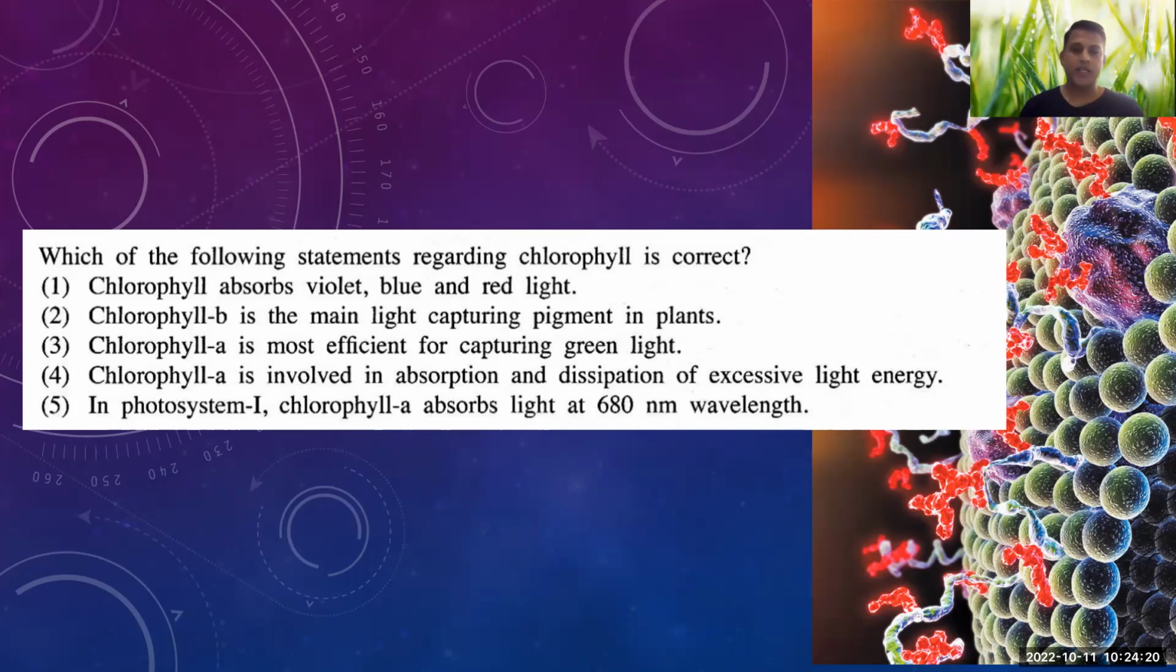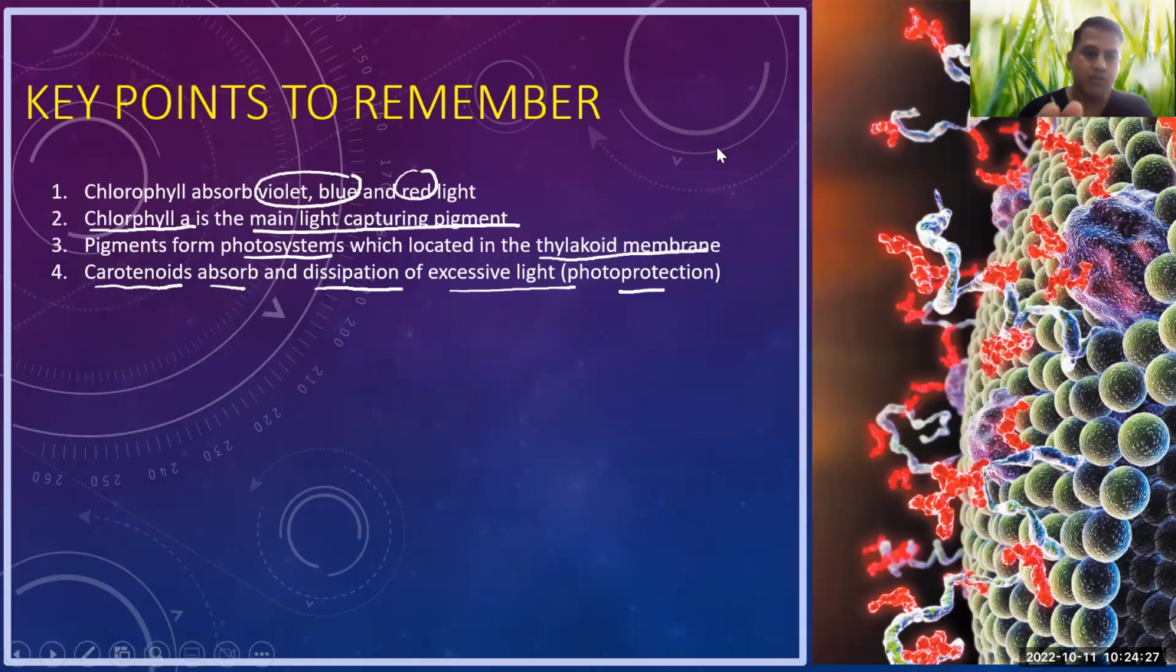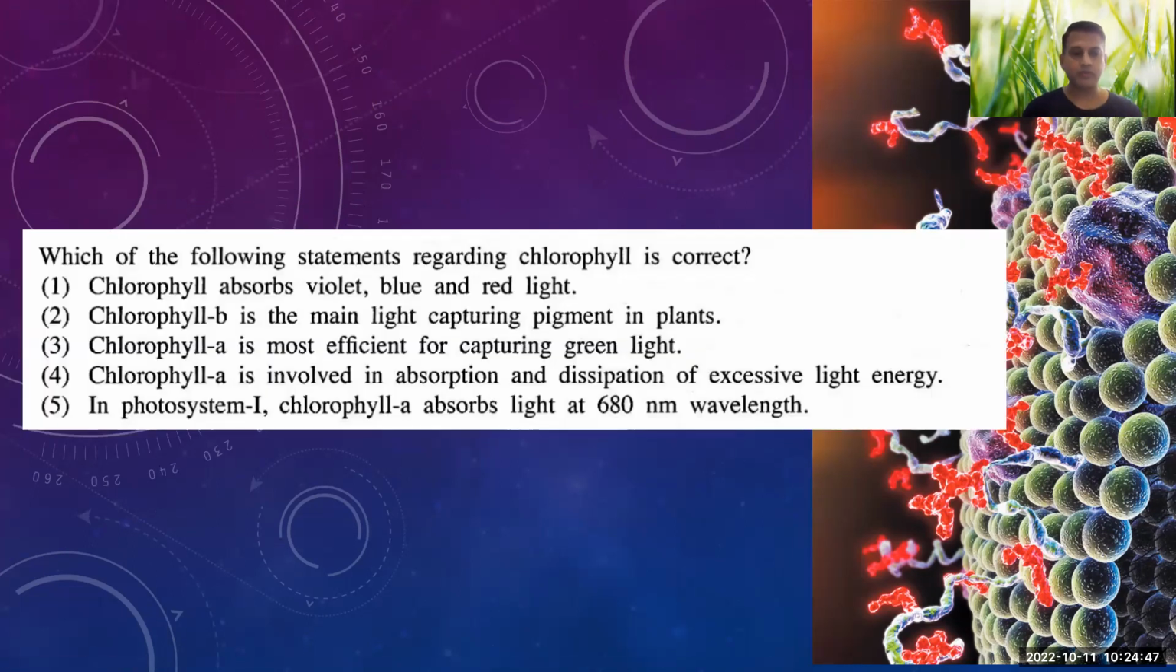Chlorophyll absorbs violet, blue, and red light. So I clearly told you in the summary, chlorophyll absorbs violet, blue, and red light. And I mentioned previously in the light absorption spectrum, we have seven colors, but 400 nanometers is towards the blue and violet, and 700 towards the red color. So then we have two basic colors chlorophyll can absorb.